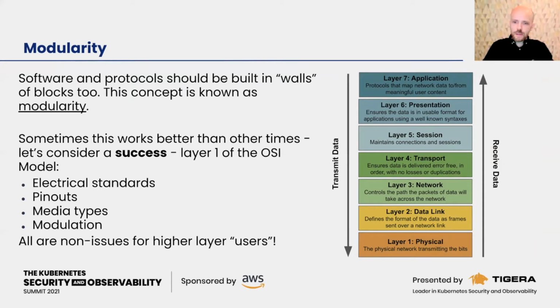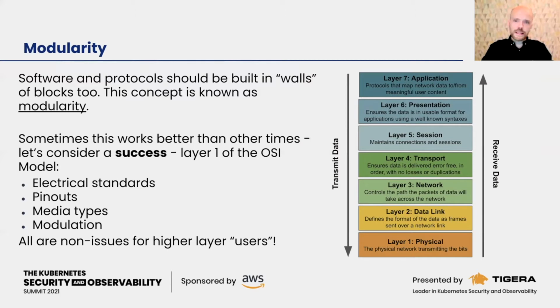You can see that when data is transmitted, it goes down the layers, acquiring extra headers at each layer. And you can see that when data is received, it goes up the layers, stripping headers off at each layer. So the OSI model is clearly modular. It looks like a brick wall. However, that modularity is sometimes implemented better than others.